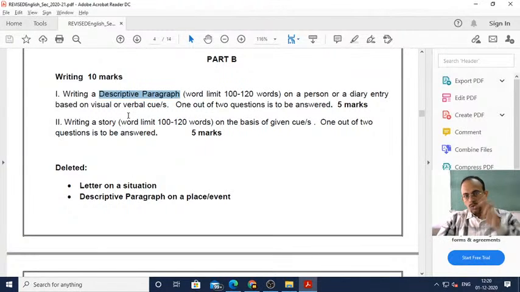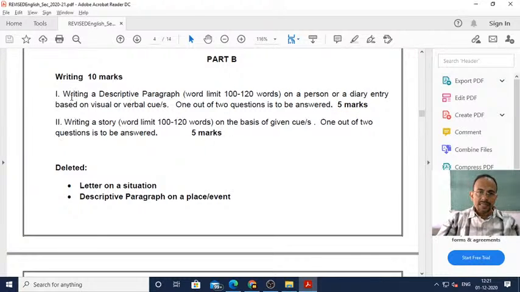Okay, you shall have a choice, one out of 2 questions. Either you shall be given a descriptive paragraph, like this time you wrote about COVID-19. So likewise there will be a paragraph writing or a diary entry. You've got to answer any one of these 2 topics. Okay, and the word limit is 100 to 120 words, and your marks will be 5 marks.